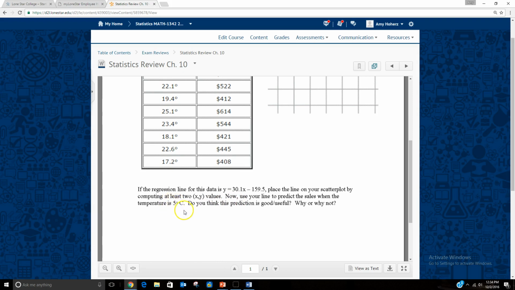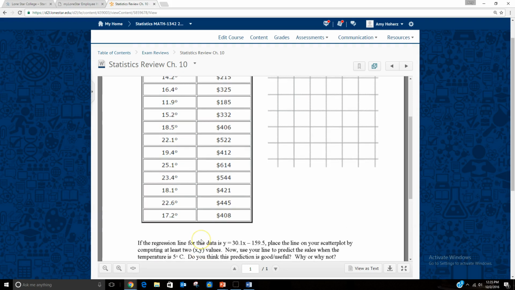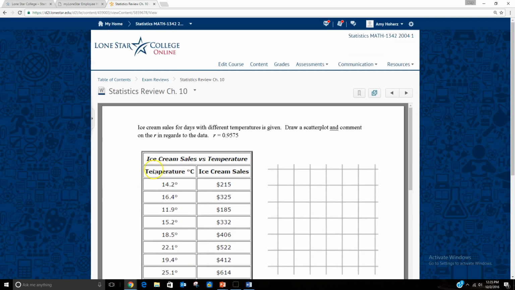So take that 5 degrees and put it into the equation and predict what the sales would be if it was 5 degrees Celsius. And then comment on whether you think that's good or useful, and why or why not. Remember, being good or useful depends on whether the R is strong, and whether it was interpolation. So I'll leave it at that, and you can work on that as part of studying for your final. We can talk about the answers in class.